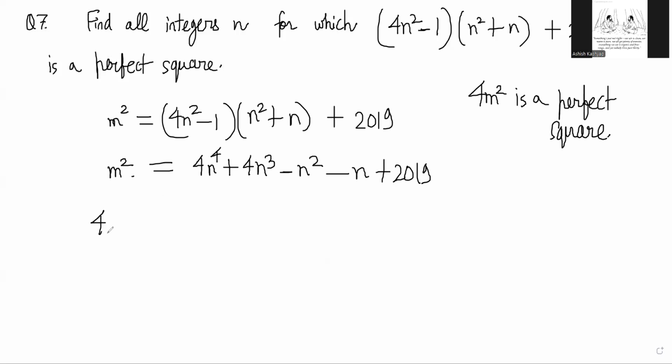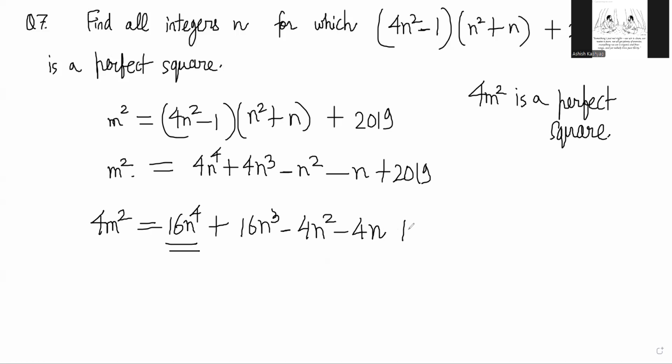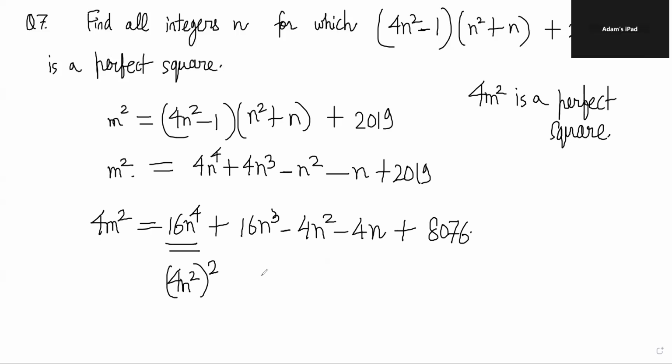So if I multiply this by 4, the reason I'm doing it is I want it to be some square of something, or I want it to be factorized nicely. 4n power 4 is not good, 16 will be better. This is 8076 now, right? So now, if you think about it, this is 4n square whole square.